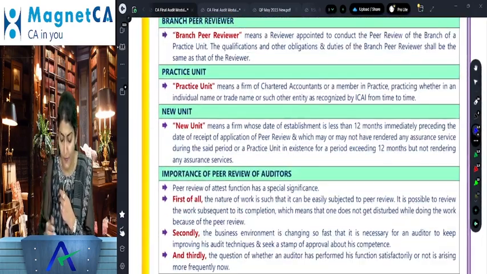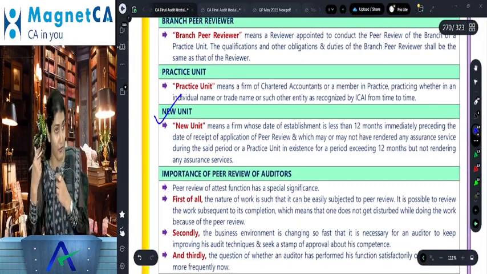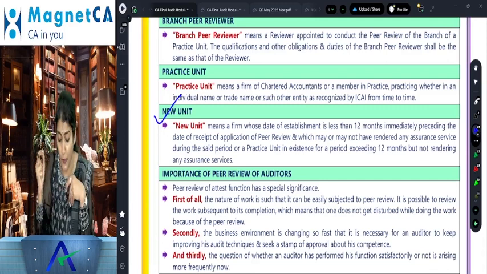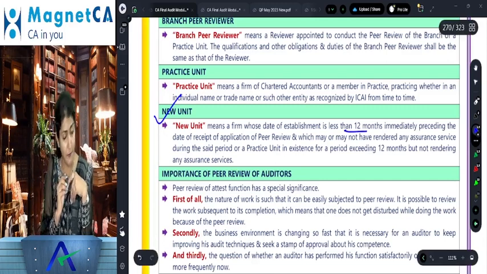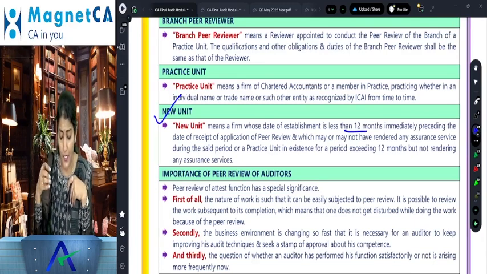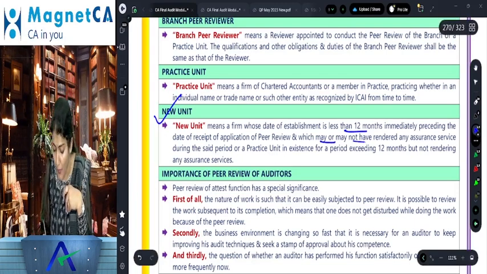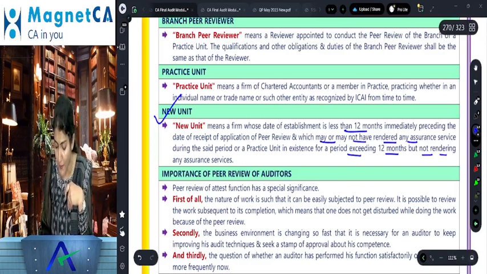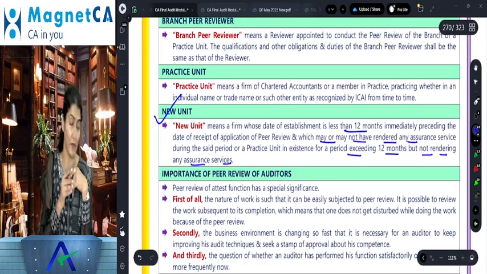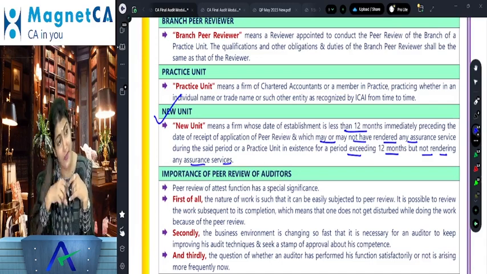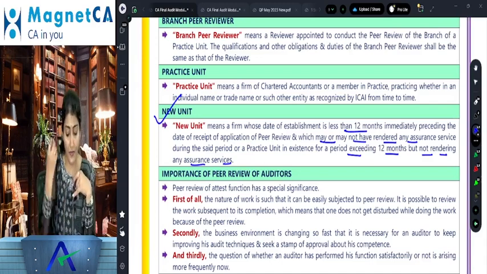Here they've also defined a new unit. In the beginning of the chapter, they've defined a new unit. What is a new unit? It means a firm whose date of establishment is less than 12 months immediately preceding the date of receipt of the application of the peer review, or who may or may not have rendered any assurance services for a period exceeding 12 months but is not rendering any assurance services. Right? So which is in existence for less than 12 months or which has not provided any assurance services in the last 12 months. That is a new unit.